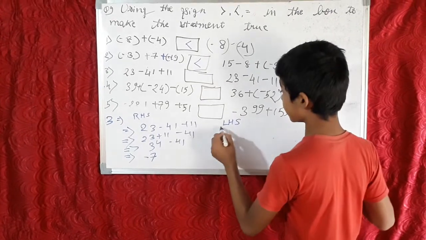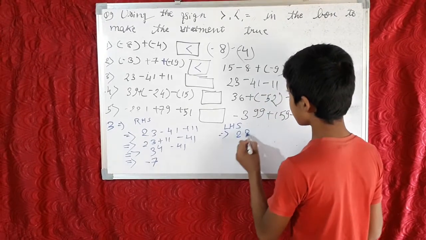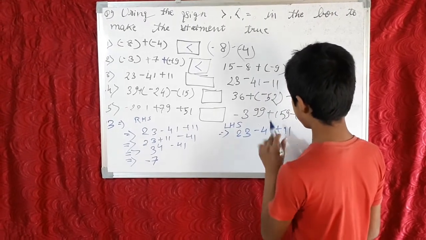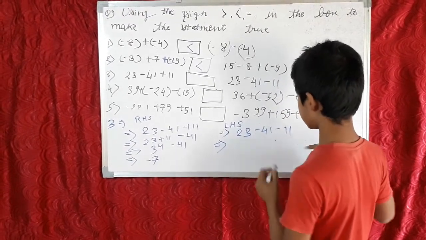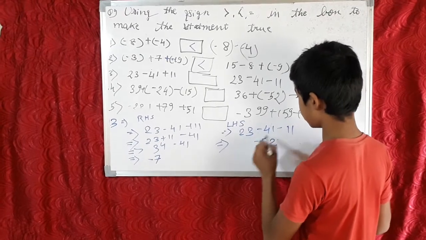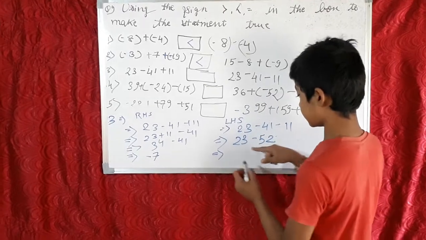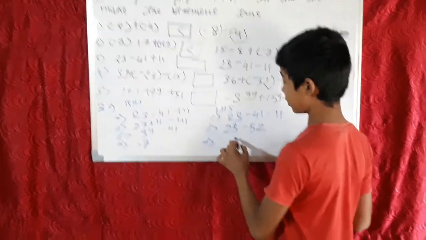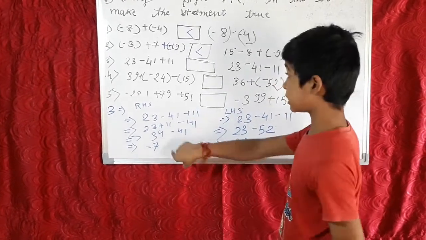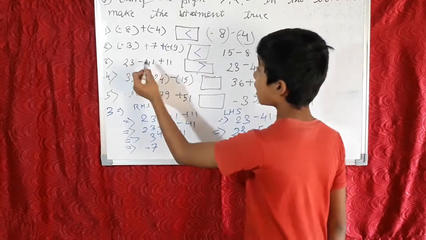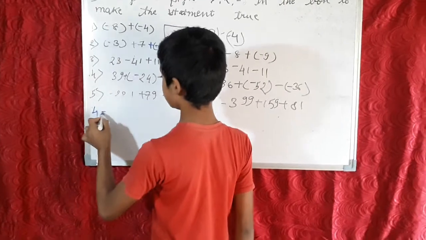Now we have to do the LHS. Our LHS is 23 minus 41 minus 11. So if we add minus 41 and minus 11, we get minus 52, then 23 minus 52, and the answer is minus 29. So this is the greater, and we write the greater sign here. Moving to our fourth question.